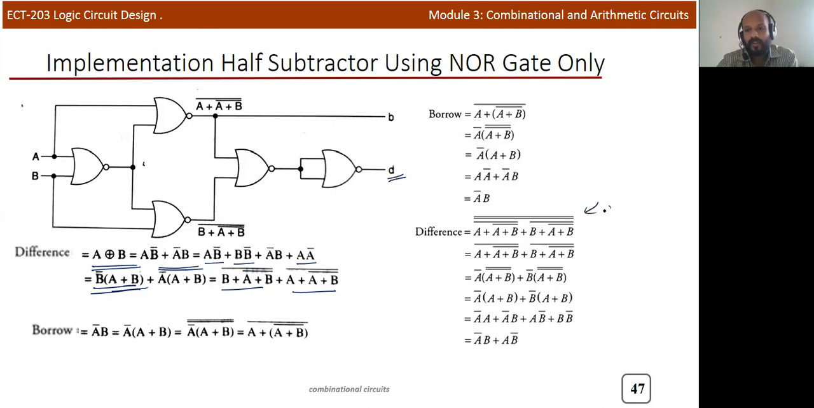Okay, apply De Morgan's law first. De Morgan's law: x plus y the whole bar you can split into x bar into y bar. Okay, and double negation means a double bar is equal to a, and you can also simplify this particular equation, and finally you can prove that it's a bar b plus a b bar. Okay, also you can substitute this equation here.